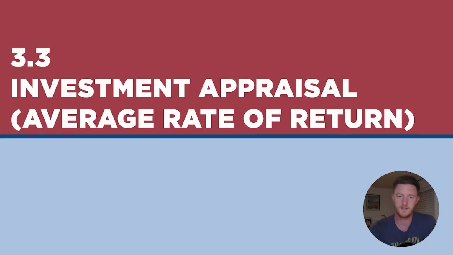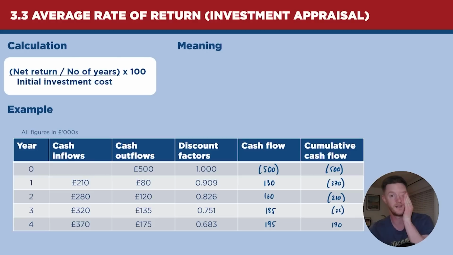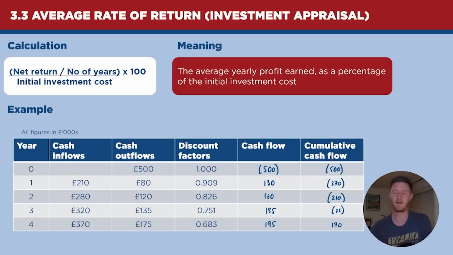Average rate of return next. So I'm going to use the same table. I've just copied that over, and our calculation is the net return divided by the number of years, so the average annual profit, divided by the initial investment cost, times by 100. The meaning for this one is it's the average yearly profit earned as a percentage of the initial investment cost. You might be familiar with the concept of return on investment.